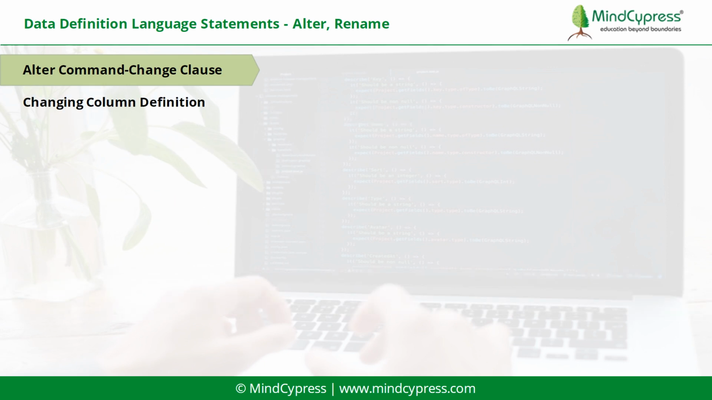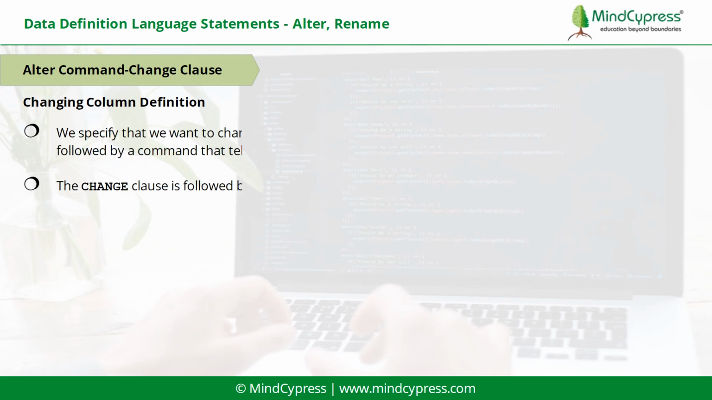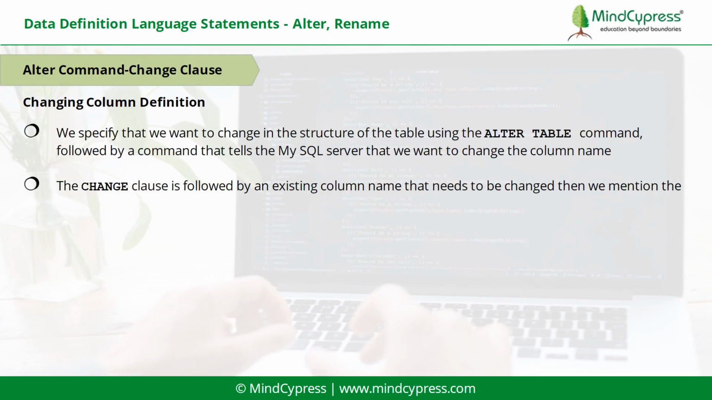Let's discuss changing column definition. We specify that we want to change the structure of the table using the alter table command, followed by a command that tells the MySQL server that we want to change the column name. The change clause is followed by an existing column name that needs to be changed. Then we mention the new definition: new name, new data type, and new constraint (optional).